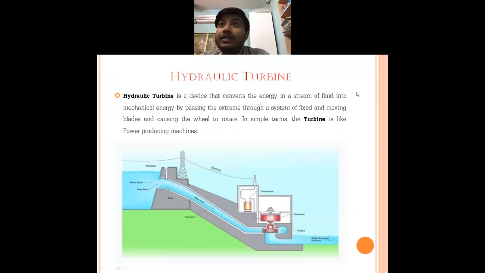A hydraulic turbine is a device that converts the energy in a stream of fluid into mechanical energy by passing the stream through a system of fixed and moving blades, causing the wheel to rotate.